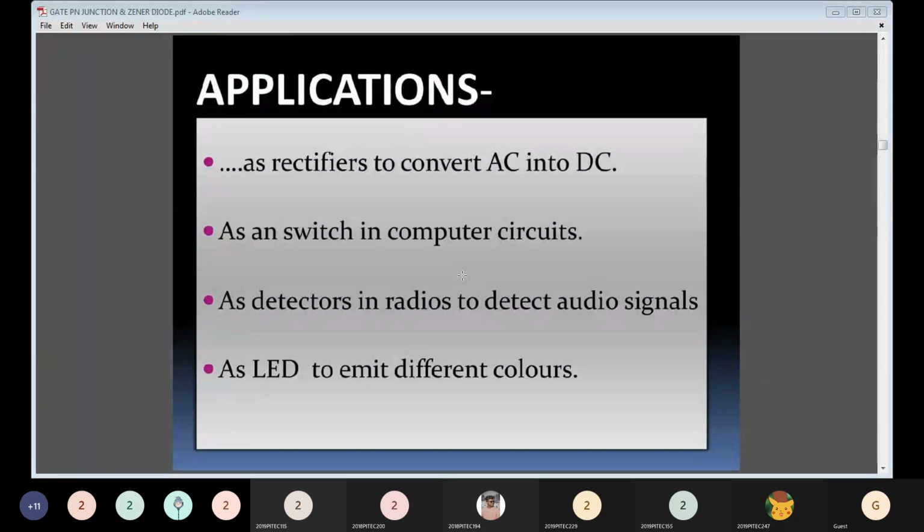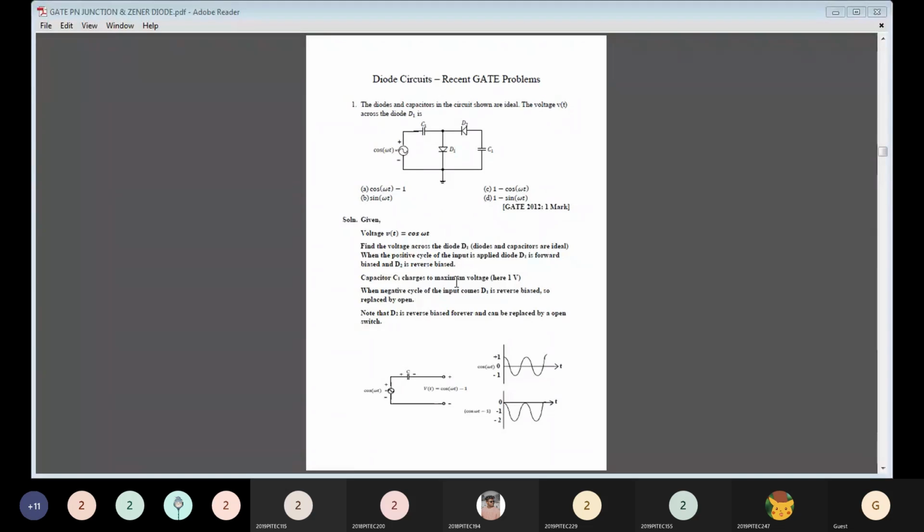It is also used as an LED to emit different colors. LED is nothing but light emitting diode. So to emit different colors, this PN junction diode can be used as an LED. So that's the introductory part of this PN junction diode. Next, we will move on to the GATE practice problems.